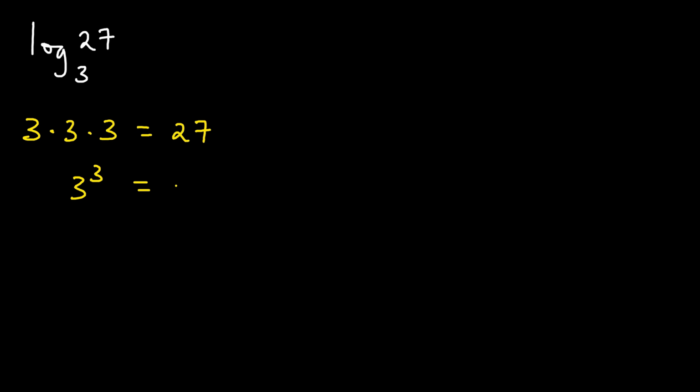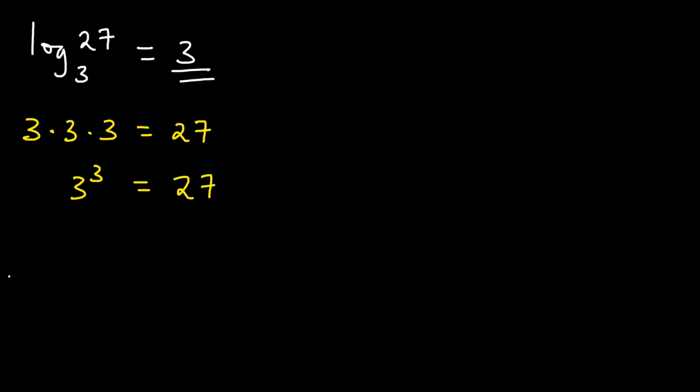Now let's say we had log base 3 of 27. How many times do you multiply 3 to get 27? 3 times 3 times 3 is equal to 27. Therefore we multiply 3 times to get 27. So 3 to the power of 3 equals 27. Therefore our answer is 3. So log base 3 of 27 is equal to 3.